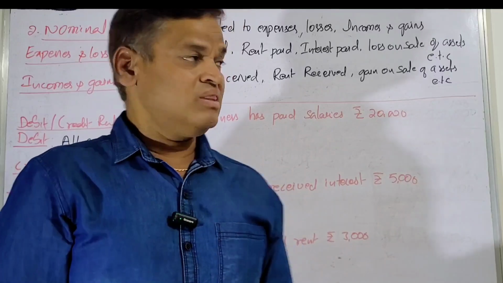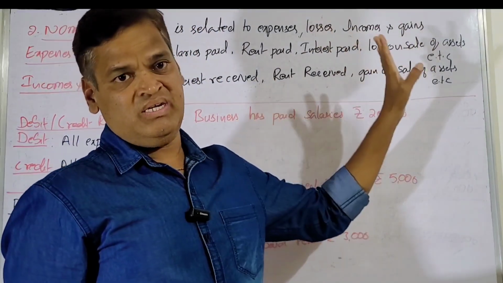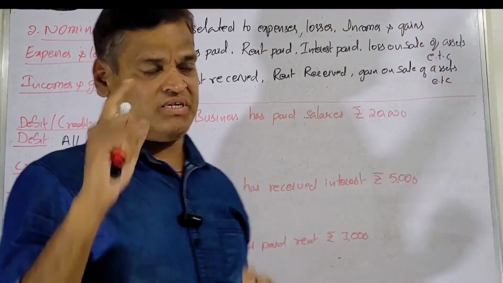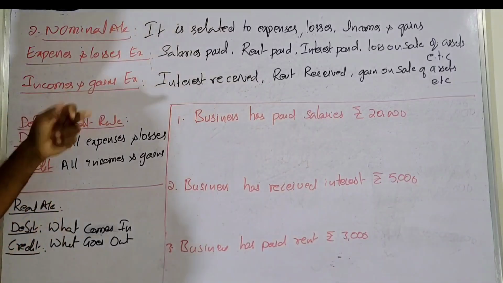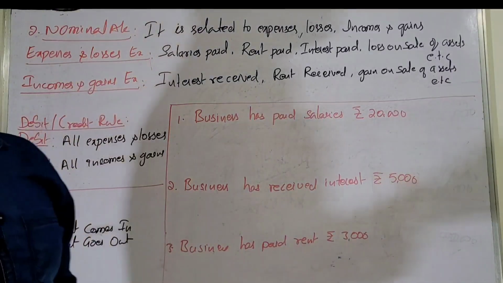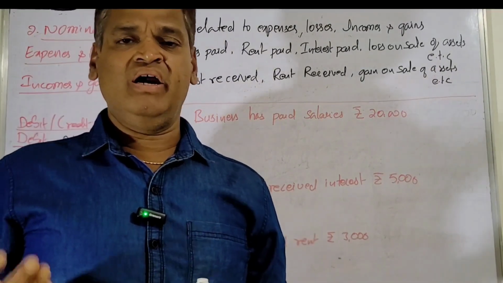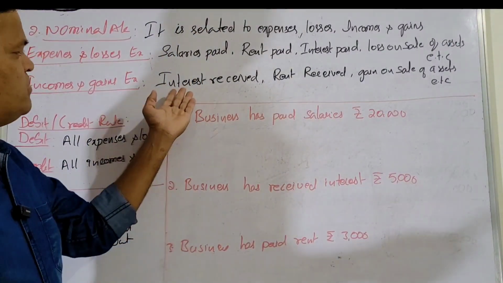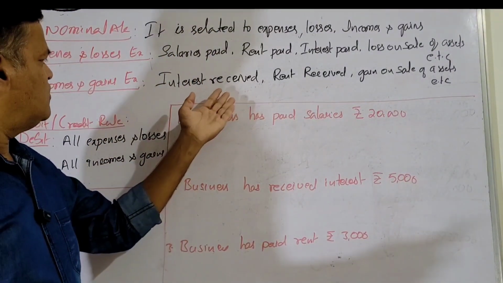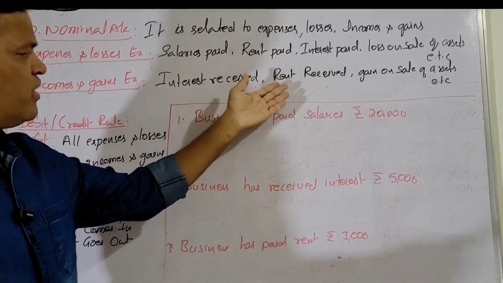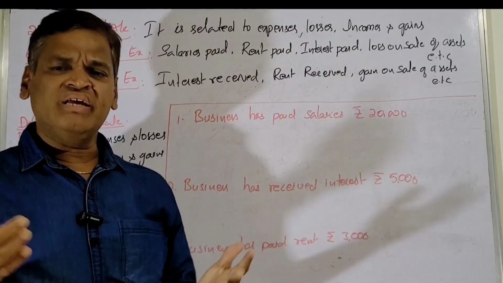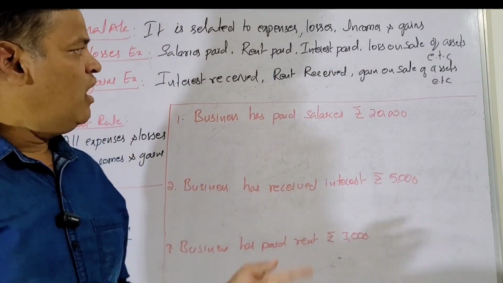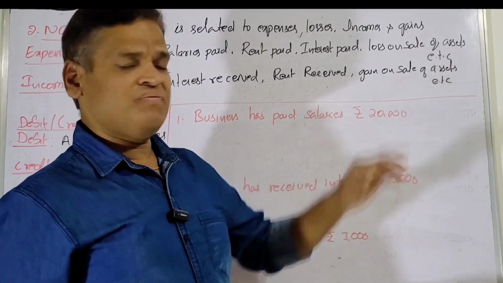2,000 is loss. That also comes under this, right? That is loss on sale of asset. Next, incomes and gains. So business will receive so many incomes and other gains also, right? Let's see the examples for incomes. The business may have received rent, interest, or so many other incomes the business may receive, right? And the same way, gain on sale of asset.